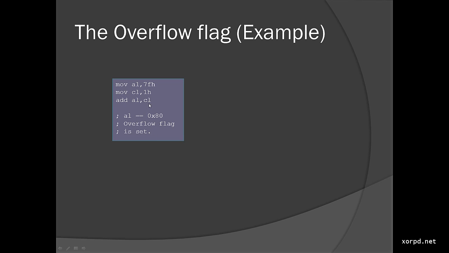Why is that? We can see that we had those two positive numbers. 7F is positive and also 1 is positive. And the result that we got is 80. And 80 is negative. Why is it negative? Because the highest bit of 80 is 1. The sign bit of 80 is 1 in the 2's complement representation. Therefore, the overflow flag is going to be set.